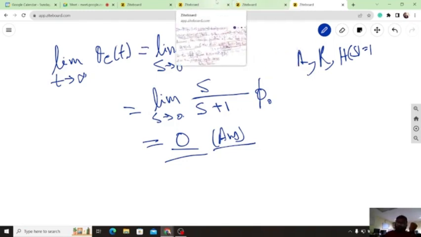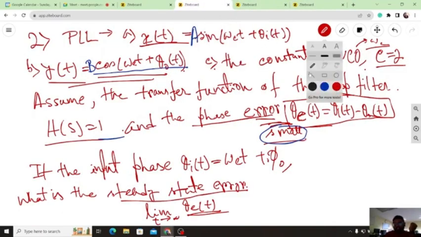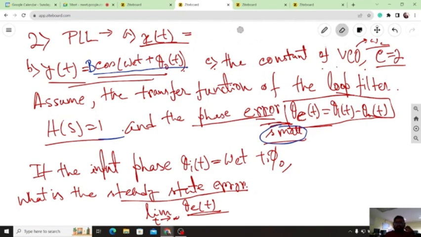Okay, let's move to the next question. So the next question says, this input signal here is sine of omega c into 1 plus delta of t. Then what will be the steady state error? All the remaining things are the same.